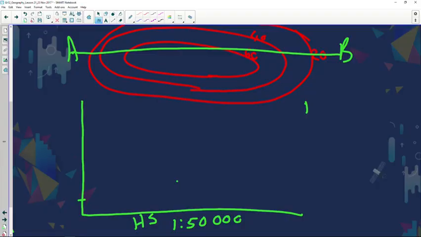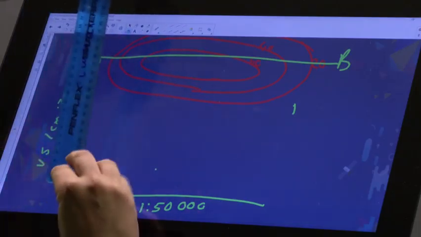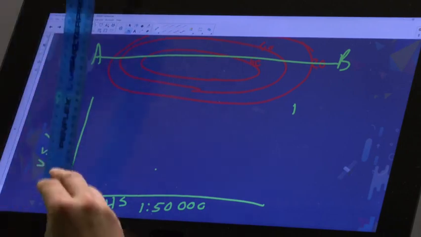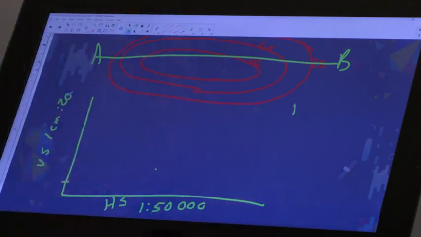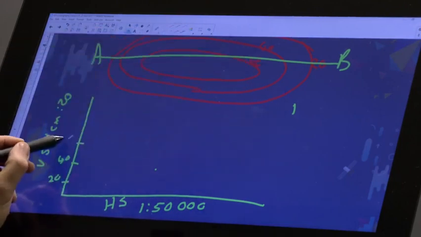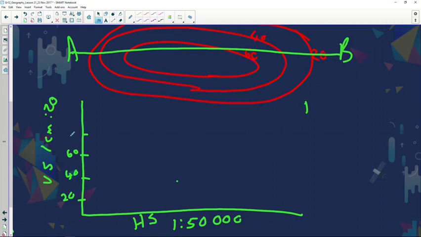So I'm going to provide you with the vertical scale, and I'm going to tell you that 1 centimeter represents 20 meters. So the vertical scale is 1 centimeter represents 20 meters. So you're going to take your ruler and measure every single centimeter that represents 20 meters. You're going to start with your lowest contour line, and that's 20. Your next centimeter is going to be 40, that's your next contour line. 60, 80.